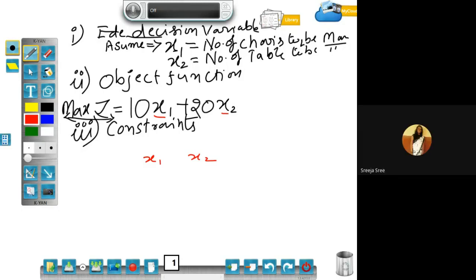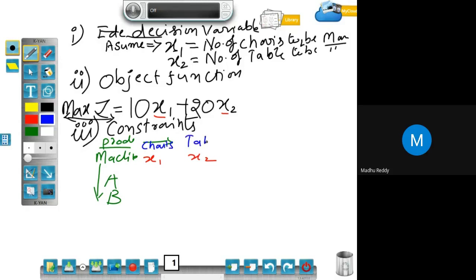So here, what are the things we are having? A and B are given. Two machines, they are called machines. We are having products. These are the products and these are the machines. Okay. So in the problem he has given to manufacture a chair. This is called chairs. This is called tables. X1 chairs and X2 tables.